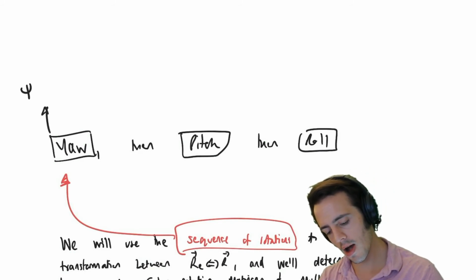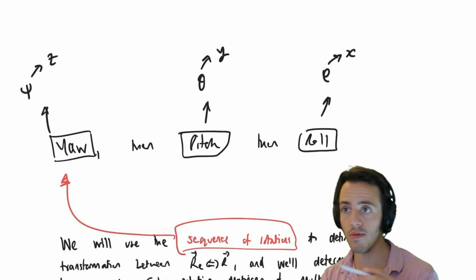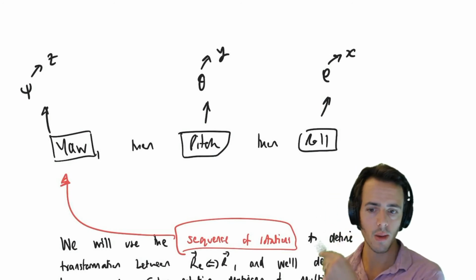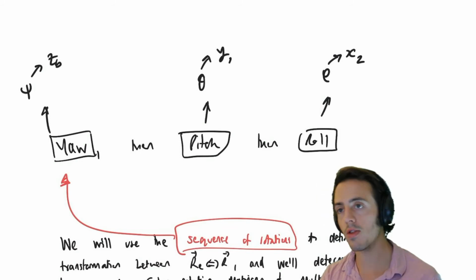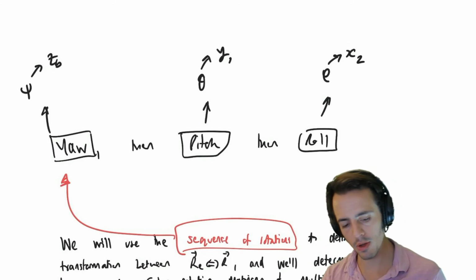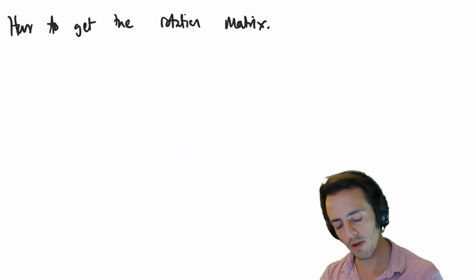Yaw is psi, which is about z. Pitch is theta, which is about y, and roll is phi, which is about x. Again, I've been careful, even though I've not put subscripts on there. Let's say this is z body, y1 and x2, and that will become a little bit more meaningful once we actually get to those.